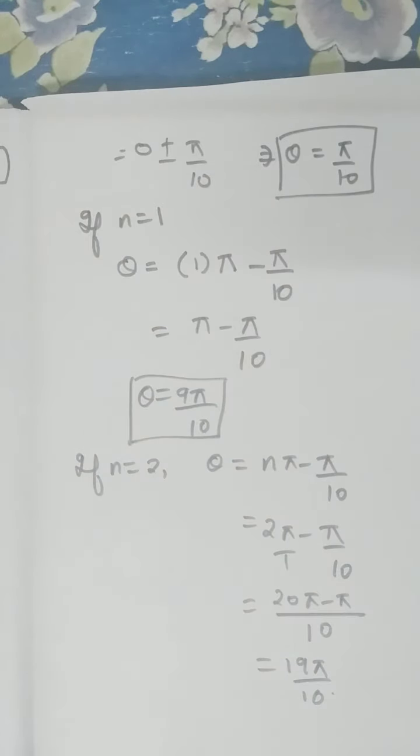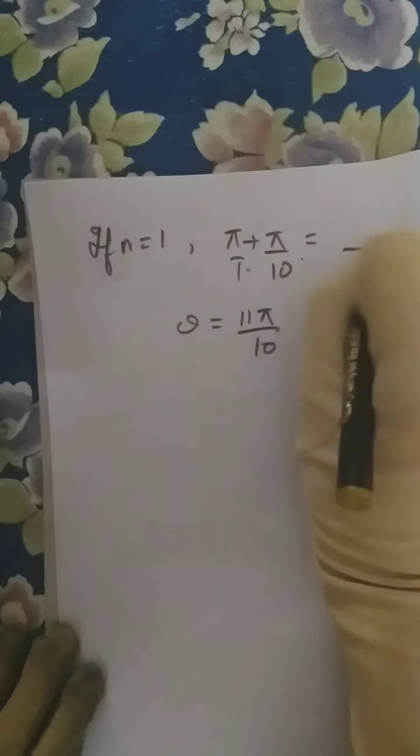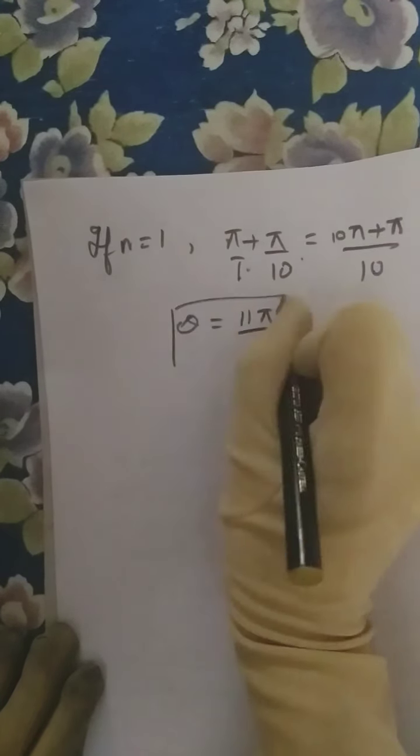and if I solve 21 pi by 10, I get to know that it is a very big number. Okay, so I have the values of theta as pi by 10, 9 pi by 10, 19 pi by 10, and also I can take 11 pi by 10. How to get the value of 11 pi by 10? If n is 1, I will consider pi plus pi by 10. So I will get 10 pi plus pi by 10, that is 11 pi by 10. How did I get 10 pi plus pi? LCM of 10 and 1 is 10. 10 divided by 1 is 10. 10 into 1 is 10 pi. 10 pi plus pi is 11 pi. So I got the value of theta as 11 pi by 10.